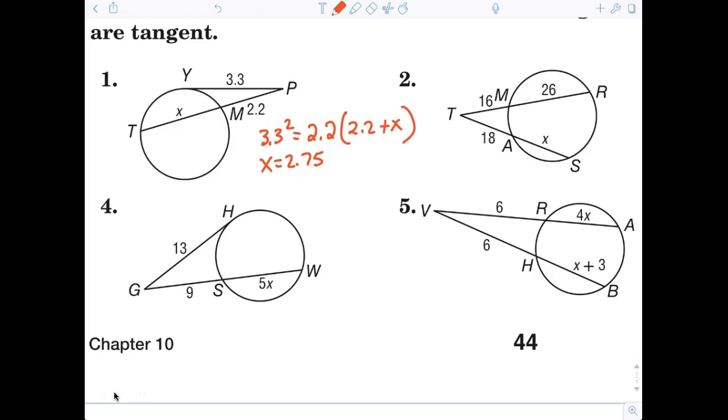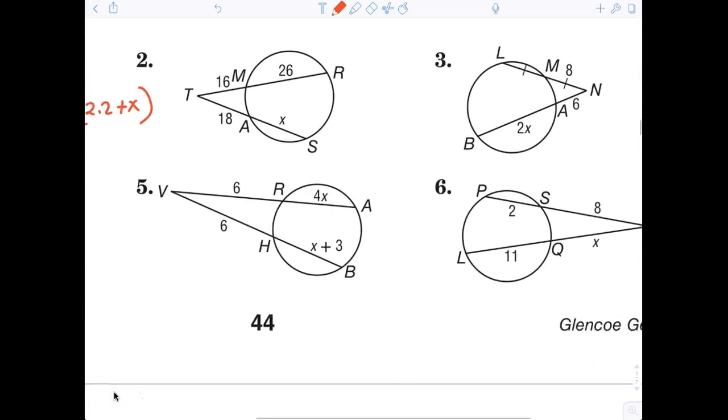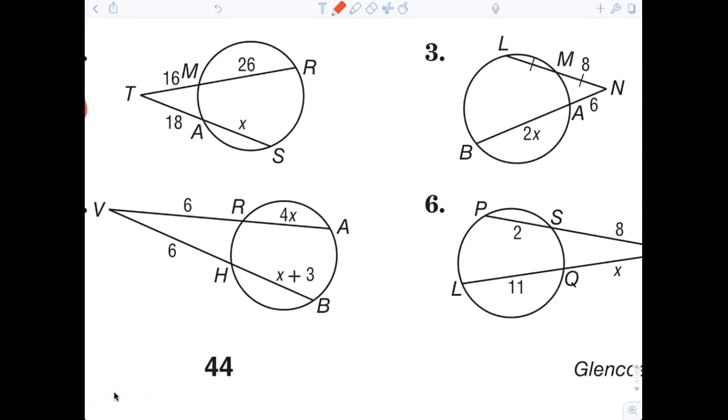Now look, I want it set up, guys. Does everybody hear me? I want you to set it up. I don't want just an answer. So for number 2, somebody set up number 2. Let me hear it. 16 times 26. Wait, for the calculator? No, I want you to tell me the equation.